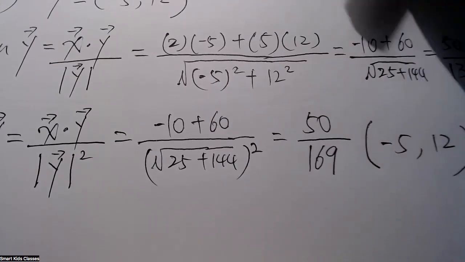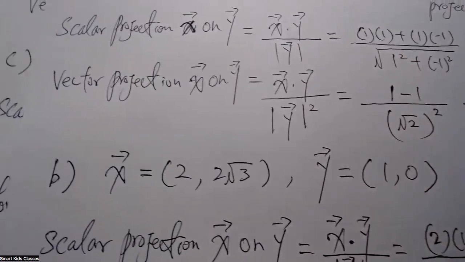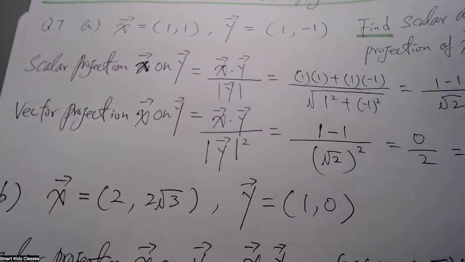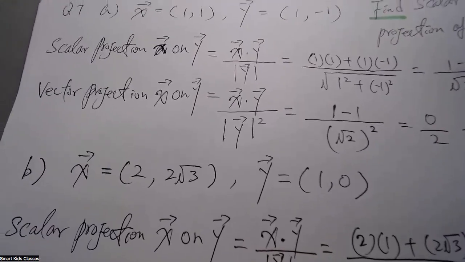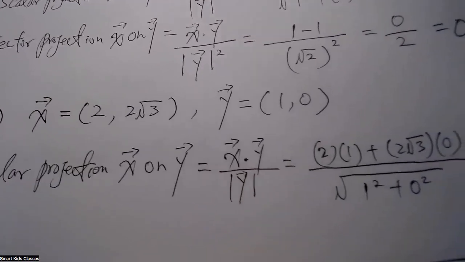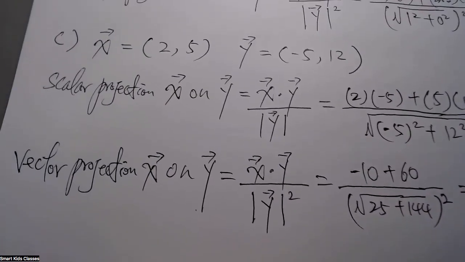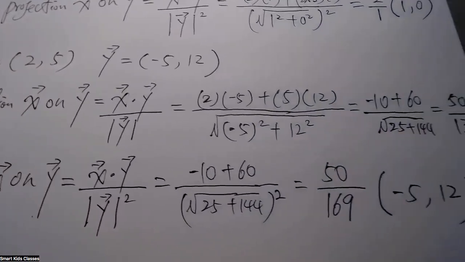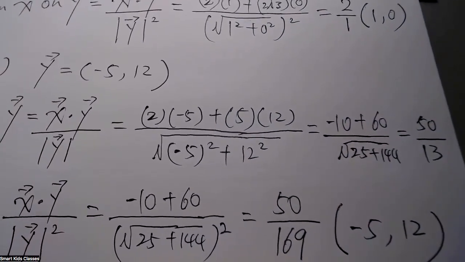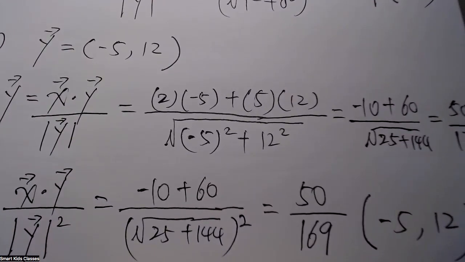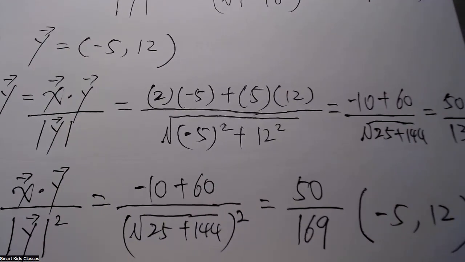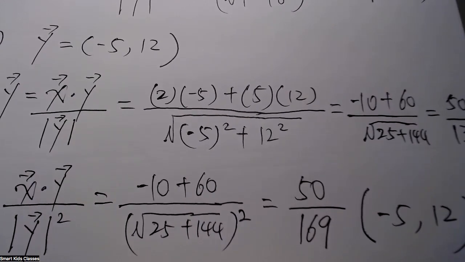So here we are. We already did the three questions for question 7: the scalar projection and vector projection for A, B, and C. We've completed it. That's easy, so just pay detailed attention when doing it, and it should be well done. Now let's move on.